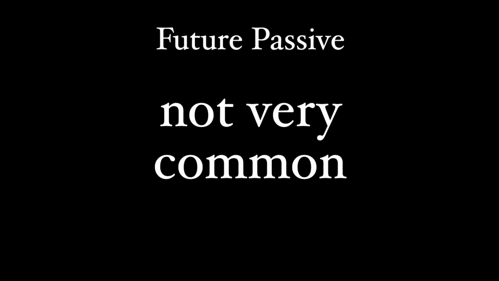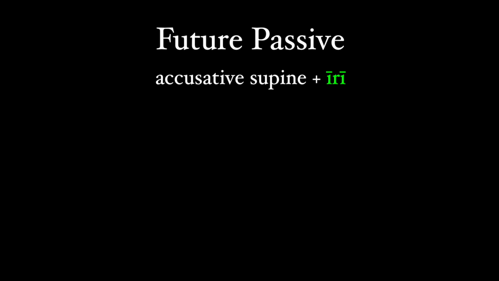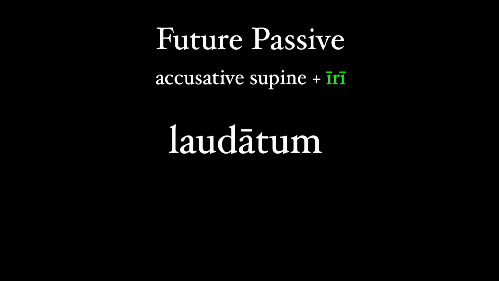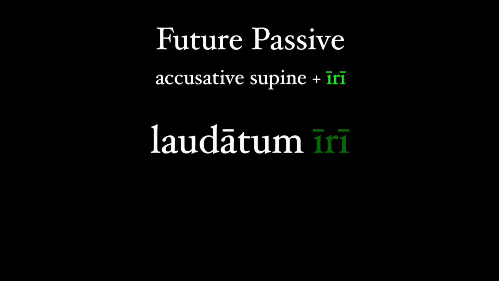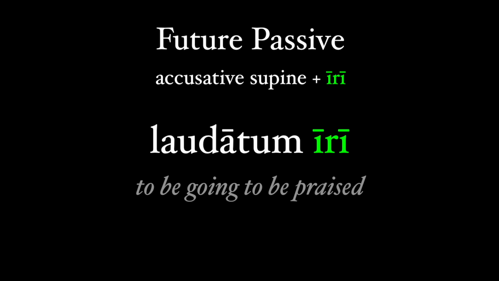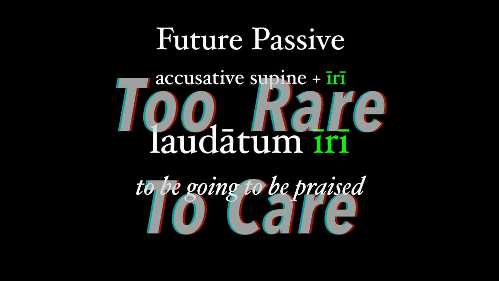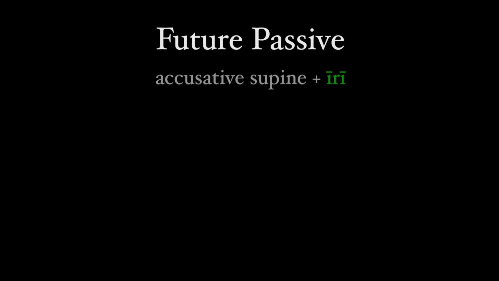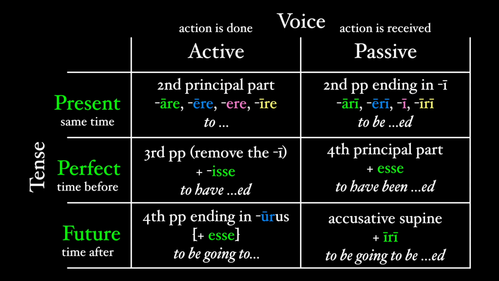Finally, we have this one, the future passive infinitive. Most Latin textbooks don't spend much time introducing this, saying that it's not very common, or as I like to say, too rare to care. Technically, it's the accusative supine, so the fourth principal part, ending with the present passive infinitive of eo, ire, so iri, laudatum iri, to be going to be praised. I could do the others, but it is too rare to care, except in Cicero. Yeah, Cicero. So here's the full chart for infinitives again.